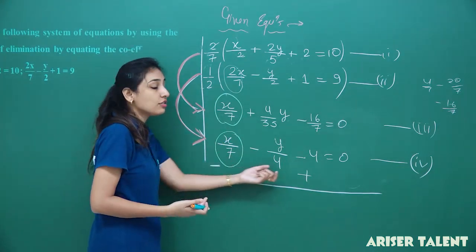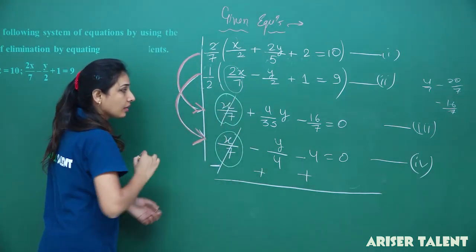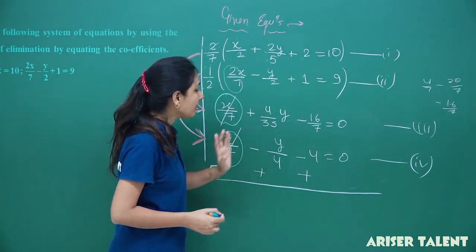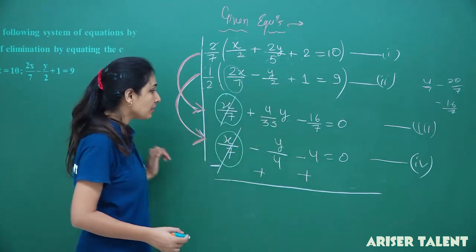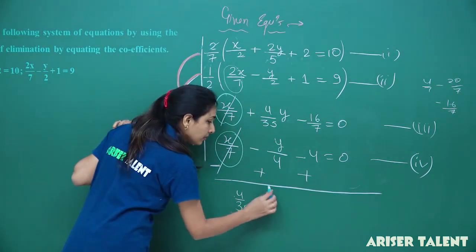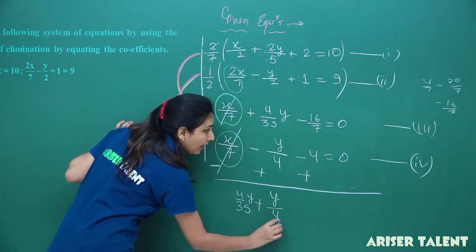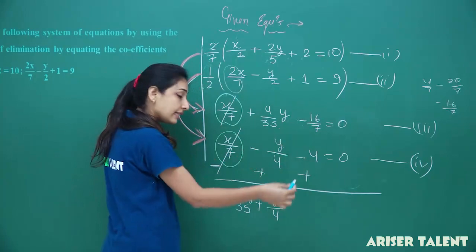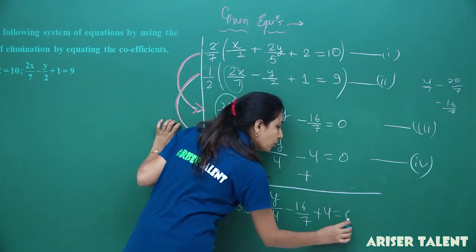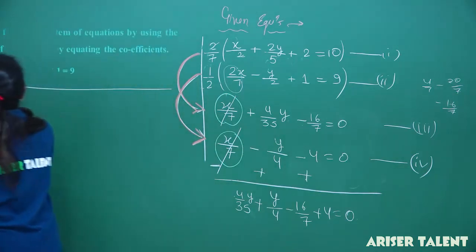It will simply change the signs. Okay, so this will eliminate x: x by 7 minus x by 7 will eliminate. Now this is 4 by 35 and 1 by 4 in terms of y. So plus of 4 by 35, this is again plus, okay, sign changed, in y by 4. Now this is minus 16 by 7 and this is plus 4 equals to what? 0. Okay students.